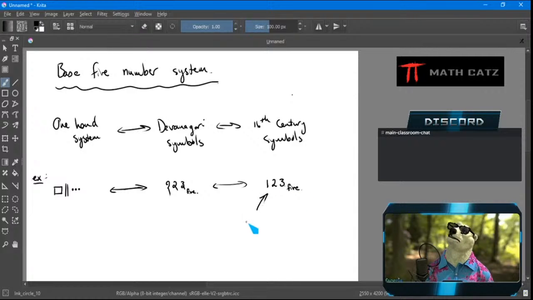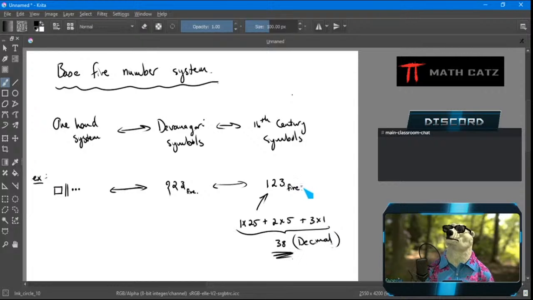It is one group of 25 plus two groups of 5 plus three ones, which is then, of course, 25, 35, 38 in decimal.